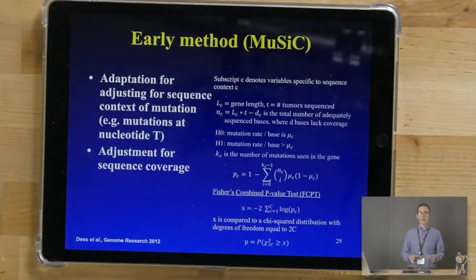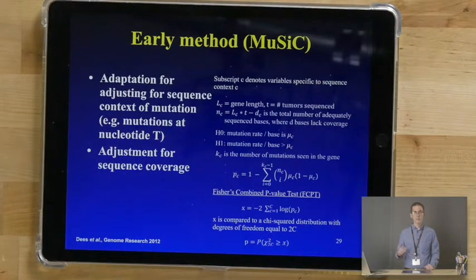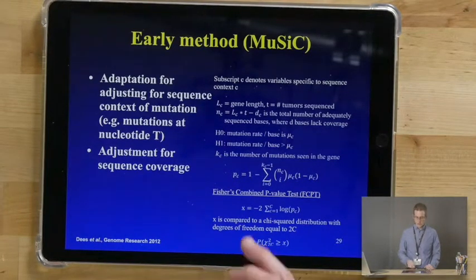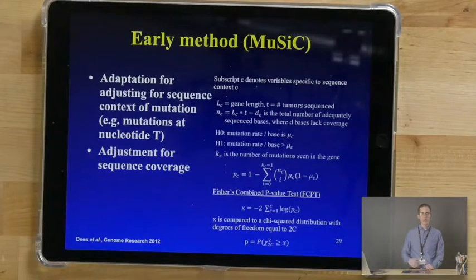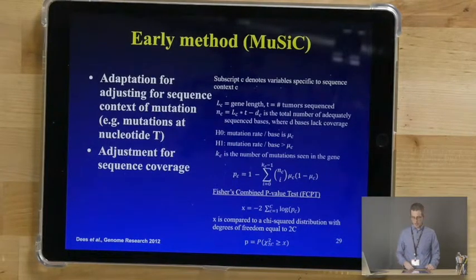The issue then is you have multiple p-values for the same gene, and ideally you want to have one p-value for the significance of a gene and not, say, 4 in this case. So one approach used by MuSiC was to use a Fisher's combined p-value test to combine, in this case, 4 different p-values into a single p-value.